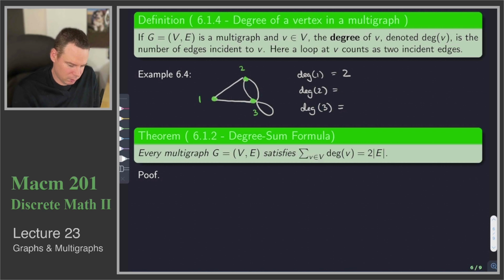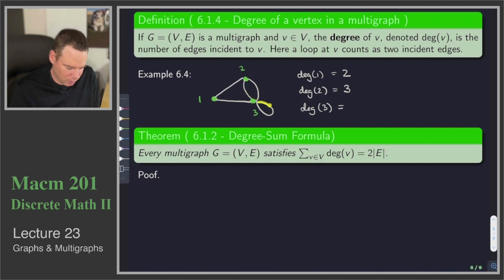How about for vertex 2? Well, I've got 1 edge, 2 edges, 3 edges. Think of, in some sense, how many things are poking into that vertex. Just count up the number of things that are poking into it, and that's the degree. So in this case, it's 3. How about vertex 3? Well, we've got 1, 2, 3, 4, 5 things poking into it.